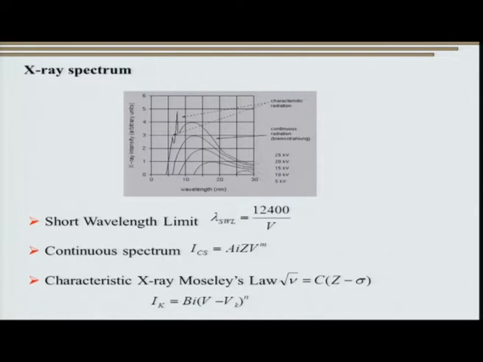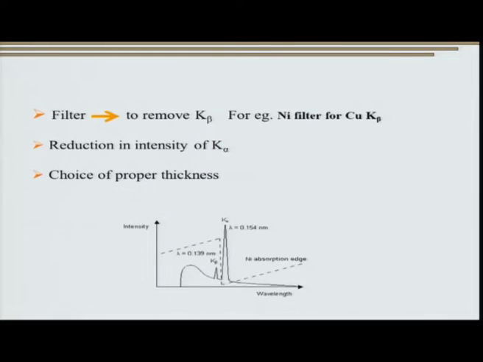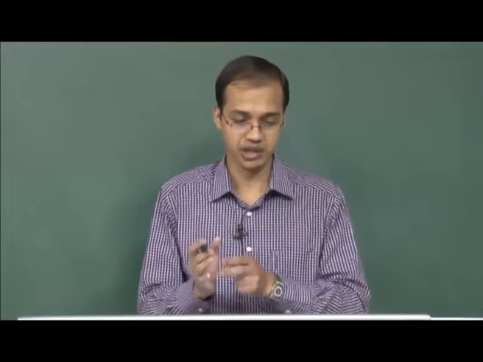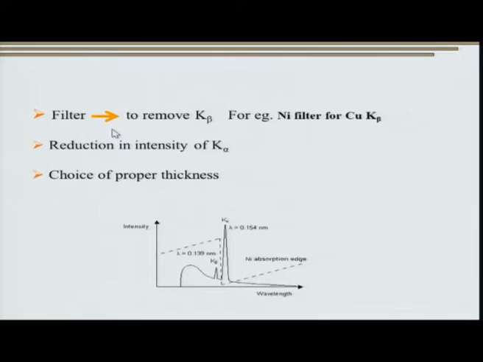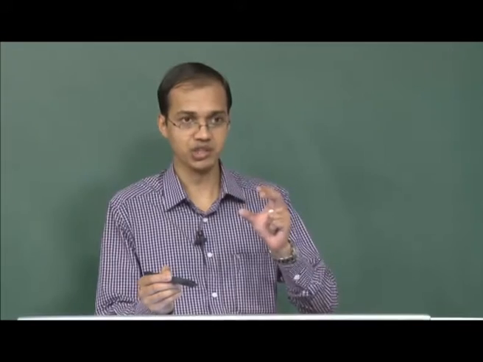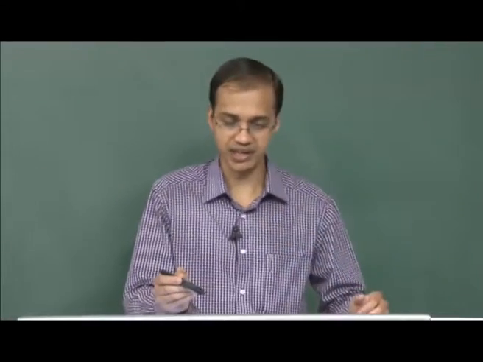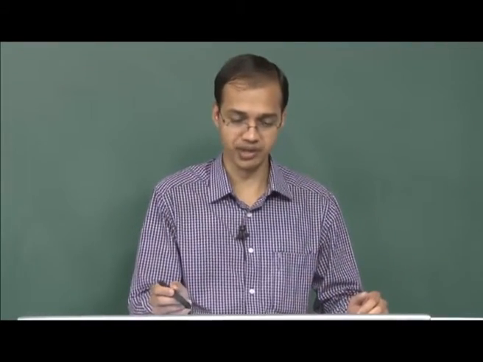I am not going into the details of these, considering that you have gone through it in your basic course on X-ray diffraction. Having seen this characteristic peak, the first and foremost job at hand is to separate the two peaks, and for this we use what is known as a filter. All of you must be aware of the absorption edge phenomenon, in which a material can absorb X-rays of a particular wavelength, and this is characteristic of the atomic number of that element.